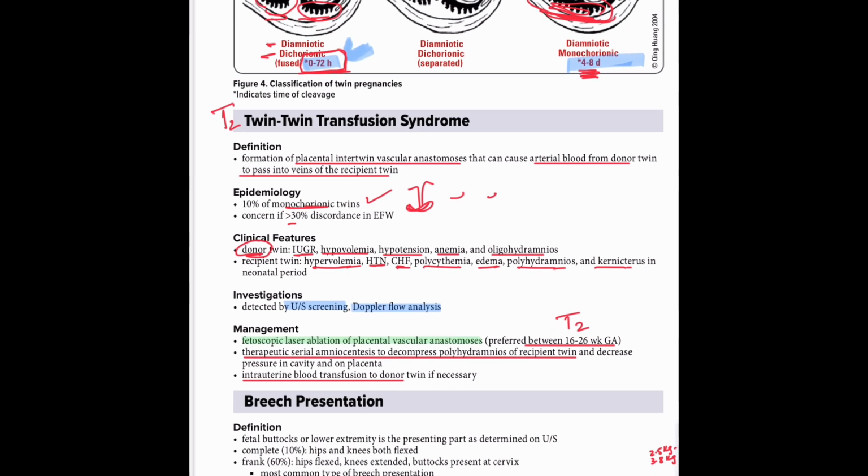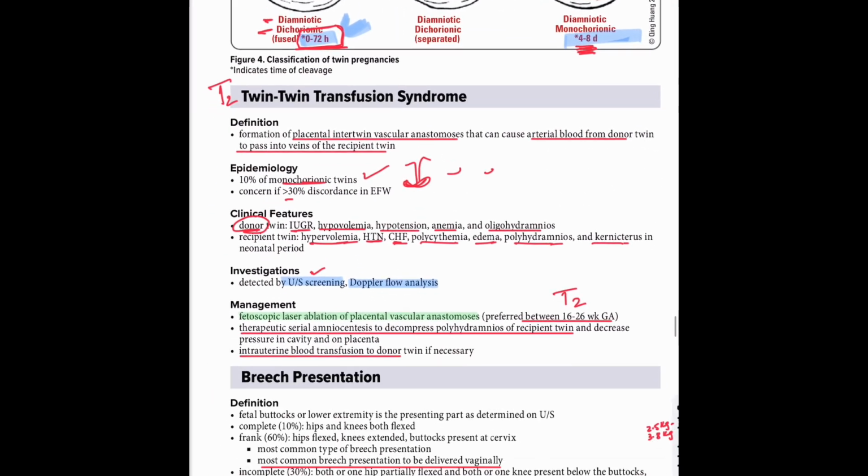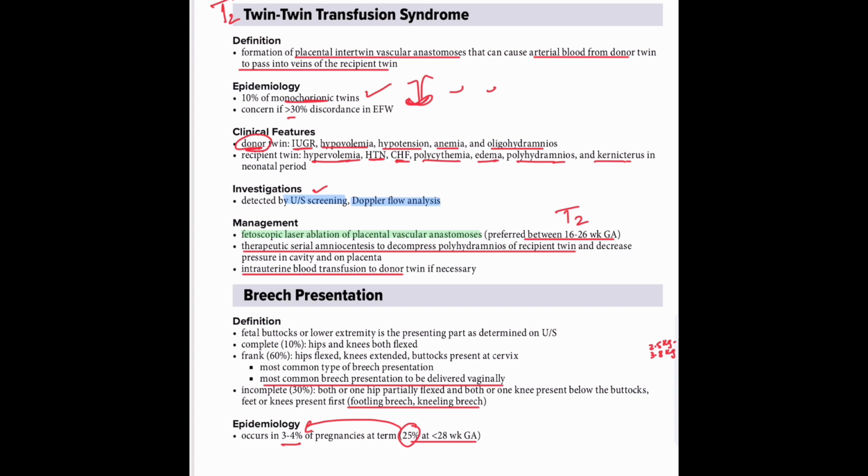How do you detect it? You detect it by ultrasound screening. That is why we're gonna do their ultrasounds more and more often. Right here, monochorionic every 2 to 3 weeks after 16 weeks of gestation. So monochorionic would be closely observed. And then Doppler flow analysis also. How do we manage them? We go fetoscopically, laser ablation of the placental vascular anastomosis, and this should be done within the second trimester, 16 to 26 weeks.